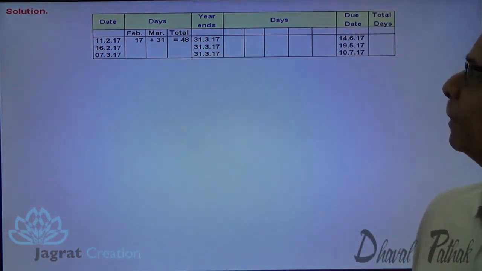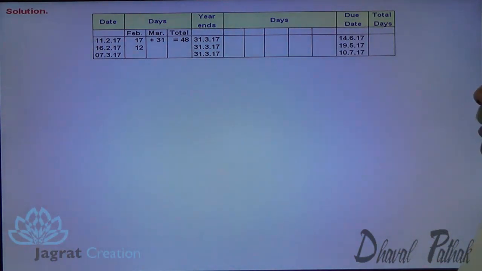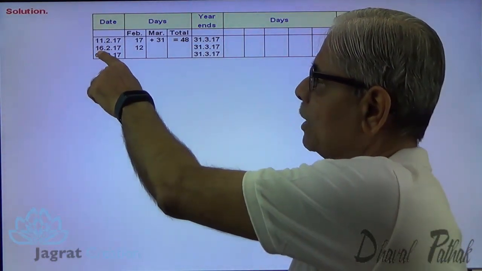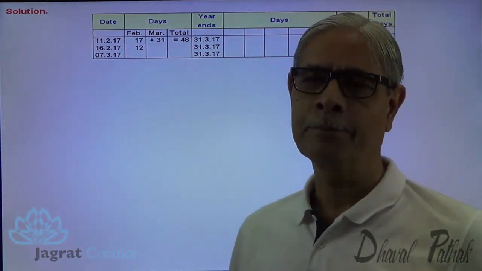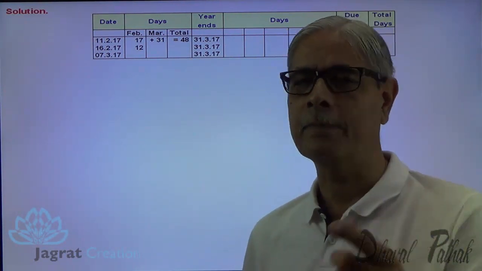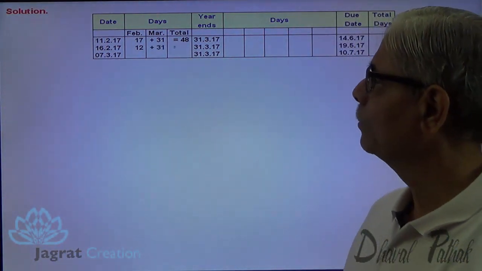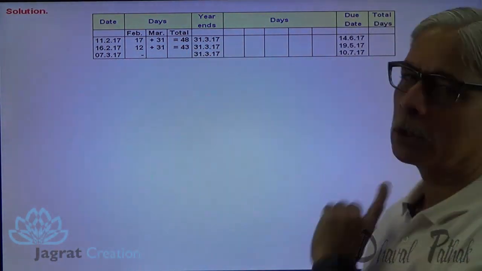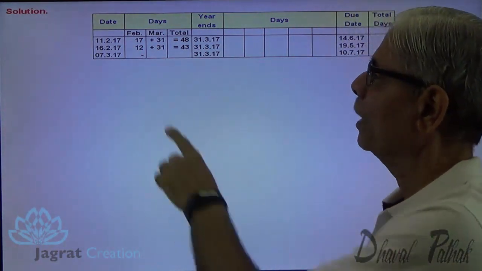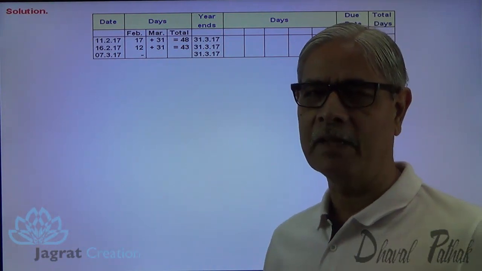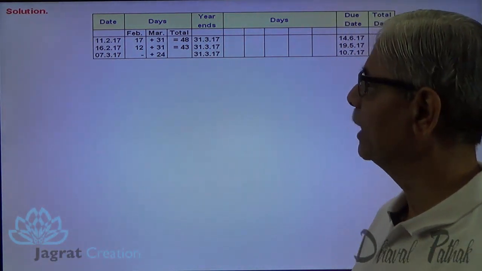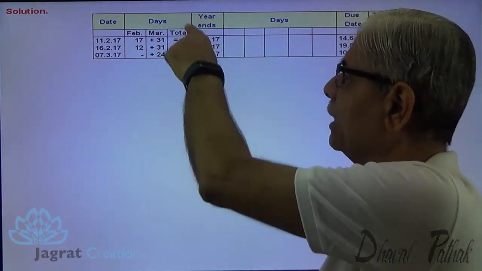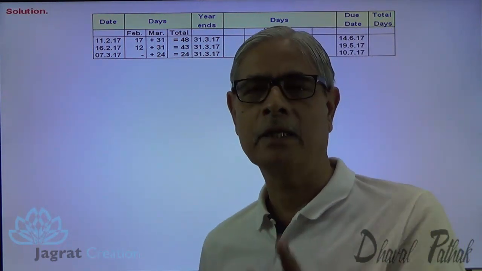And after 31st of March, the number of days will be from 31st of March to 14th of June. For the second bill, 16th February to 31st: February has 28 days minus 16, so 12 days. March 31. So these are the number of days prior to 31st of March, and the number of days after 31st of March will be calculated after some time. Now 7th of March: March has 31 days, 31 minus 7, so 24 days. The total number of days is 24. So these are the days before 31st of March, and the discount for this period is considered to be the discount for the current year.